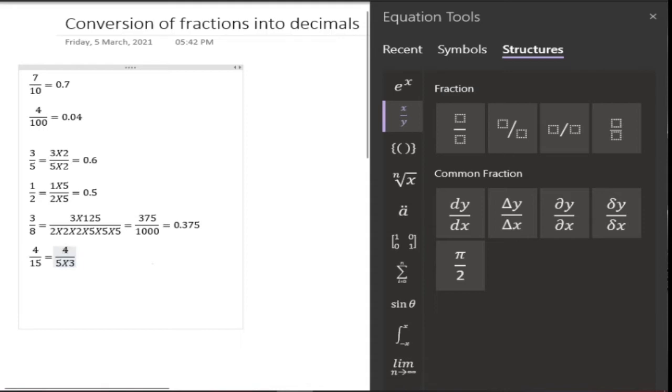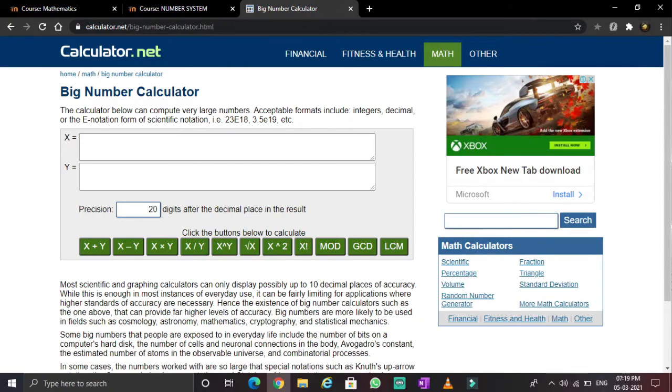So this fraction cannot be converted into decimals by this method. So what's the option left? The first option: dividing the numerator by the denominator. Let's divide that. I have opened a calculator here. So here this is 4, this is 15.